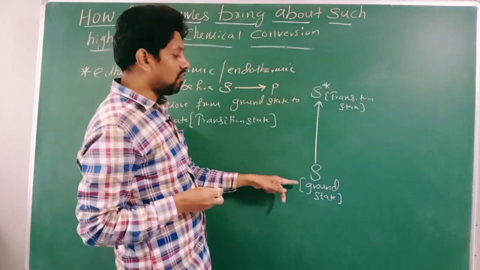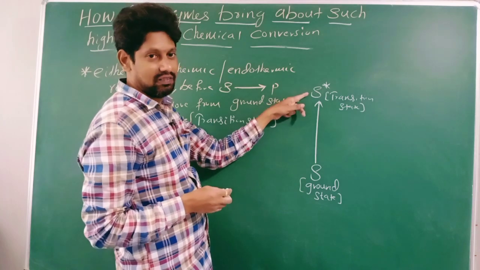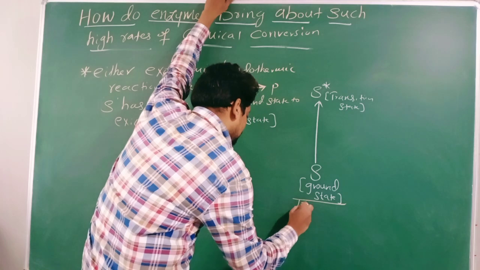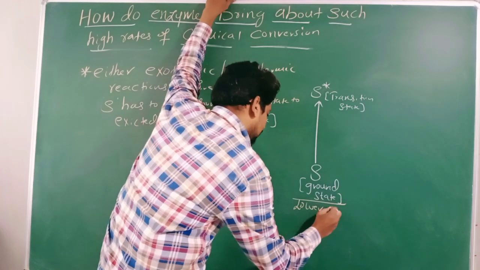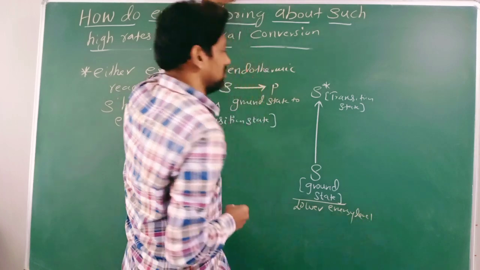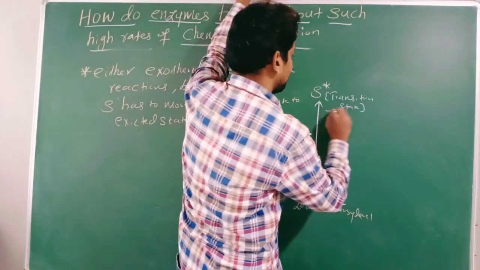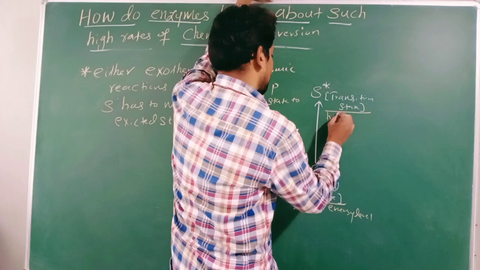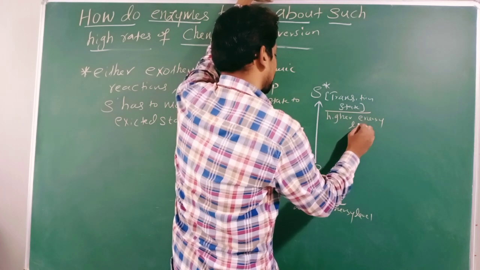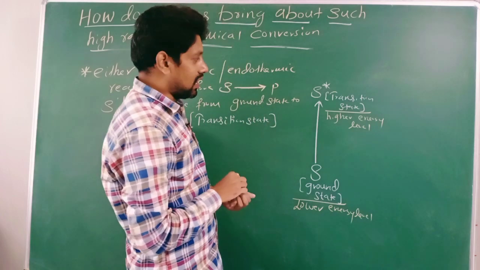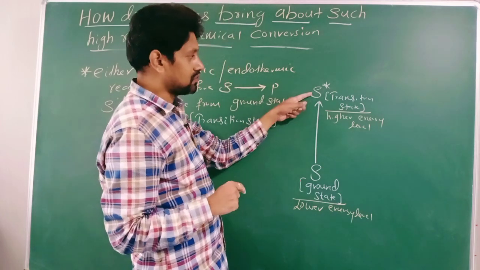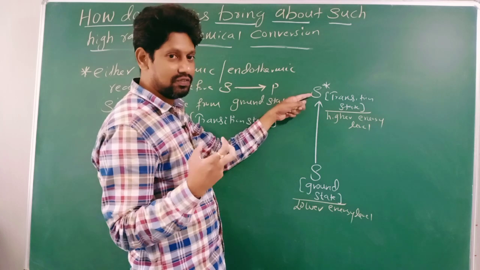Sir, this is lower energy level, this is higher energy level. Ground state is the lower energy level. Transition state, the excited state, is the higher energy level. It indicates that the substrate at ground state and the substrate at transition state have different energies in them.